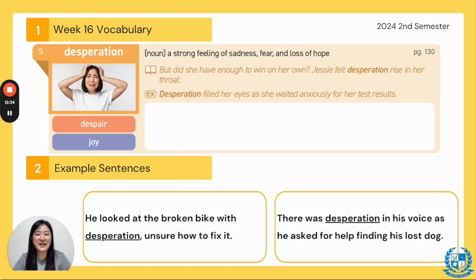Next one, it says, there was desperation in his voice as he asked for help finding his lost dog. Oh my goodness, can you imagine that you lost your dog and you're trying to have help from people around you? How would you feel? You would feel super sad. You would be filled with desperation.